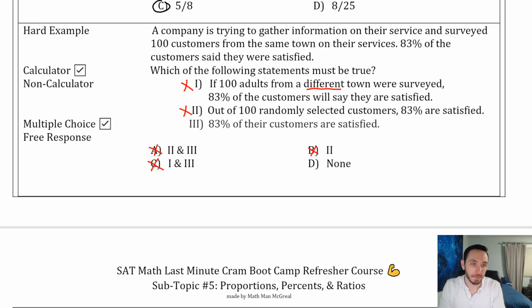If we look at the last option, 83% of their customers are satisfied. Not quite. This is just from one particular town. You can create some sort of confidence interval, like we're 95% confident that 83% of our customers are satisfied, but we cannot say definitively that these are the same cases. So this was very tricky because they were playing with your expectations of, come on, at least one of these has to be right. But that was clearly not at all the case.